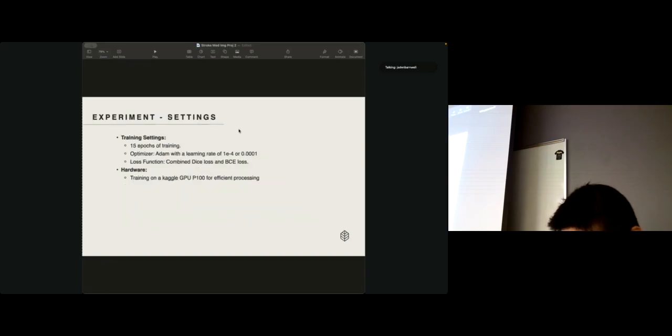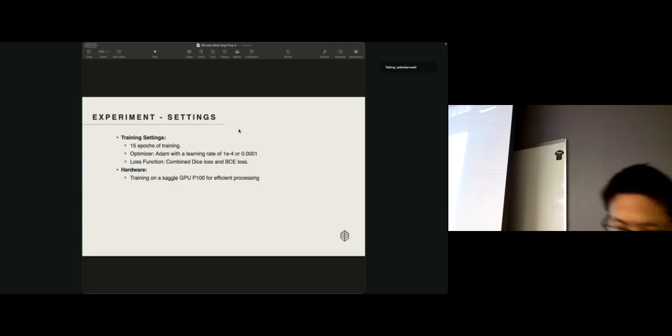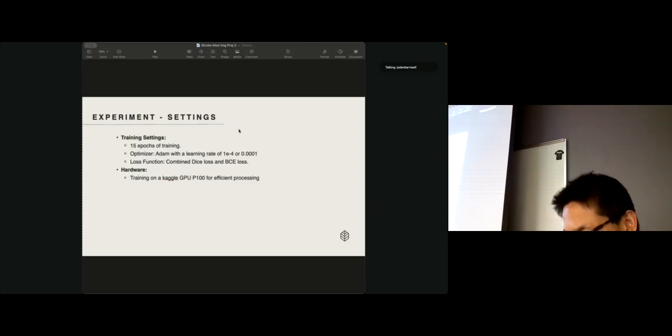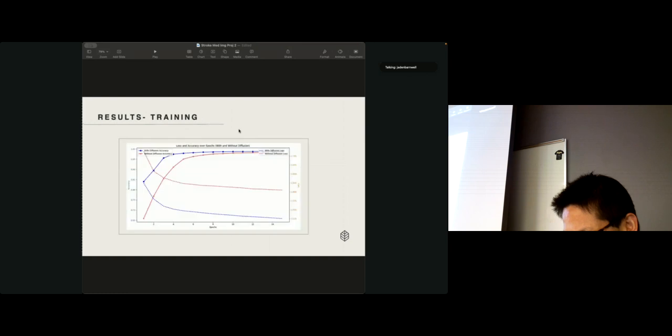For setting up the training, I used 15 epochs. I used Adam optimizer and 1e-4 learning rate, along with the loss function, as I said before, combining Dice and binary cross entropy. And I trained on the Kaggle GPU P100 to make it faster.